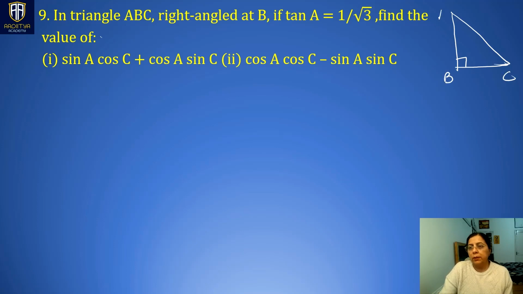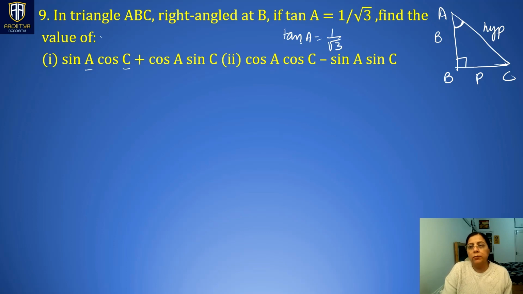So now I am writing C here and A here. Right angled at B, this side becomes hypotenuse. Now in this question, we have to find ratios of both the angles A and C. So firstly, I am finding the ratios about angle A. If I fix angle A, this side becomes base, this becomes perpendicular, and this is hypotenuse. Now it is given that tan A is 1 by root 3.